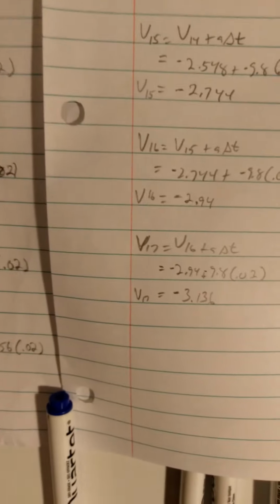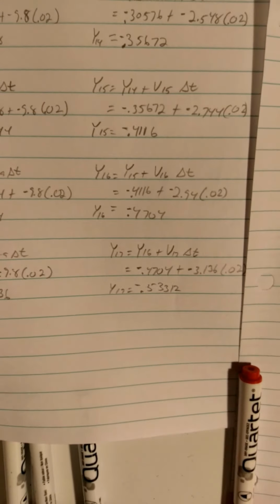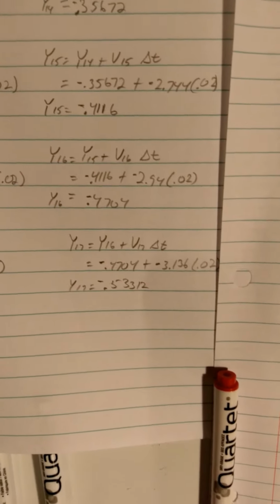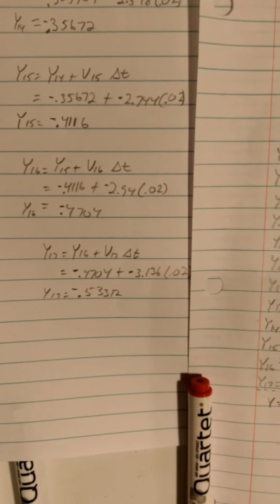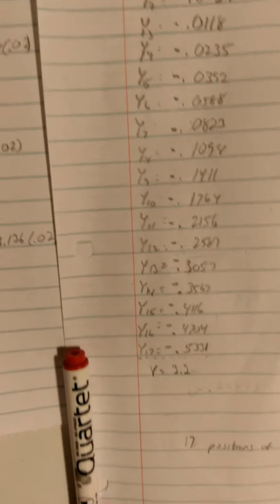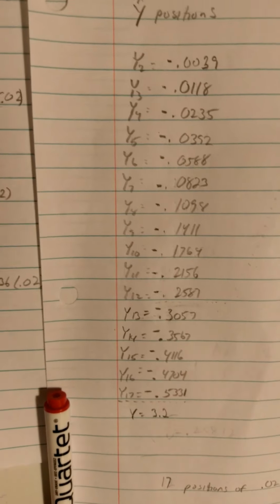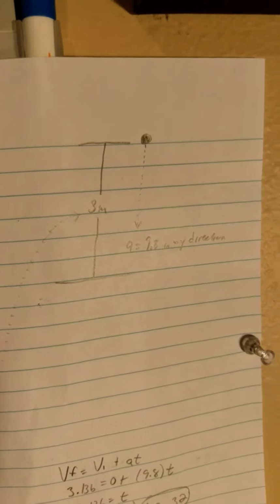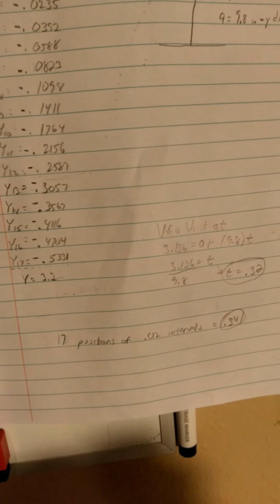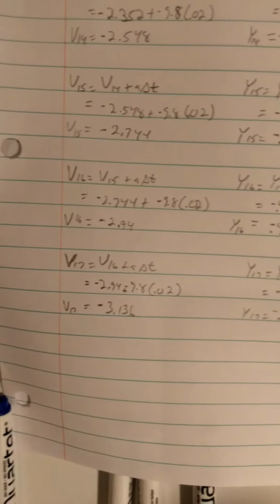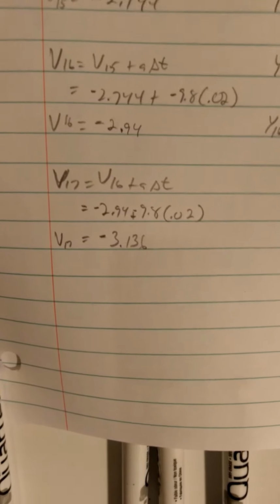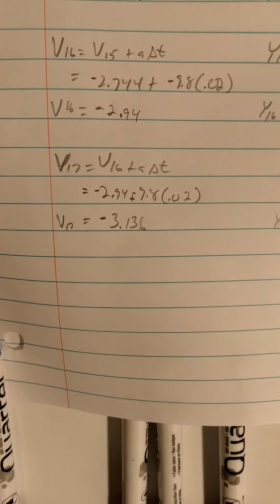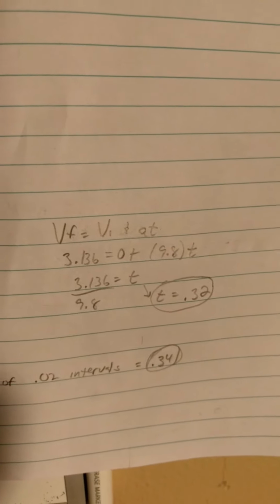So when I come to my final answer, my final velocity, which is v17, and my final point, my final y position ended up giving me 3.2, so I got it pretty close to the 3 meter height. And my final velocity ended up being negative 3.136.